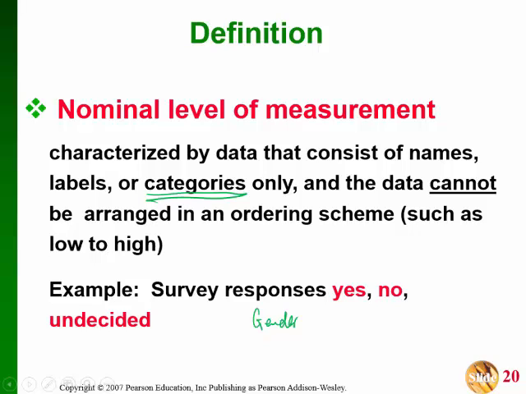Another important aspect of nominal level is that you can't put it in a particular order. Like gender, you can't put it in a particular order. You can't say male and female, so you can't say that female goes first. So basically nominal will always be qualitative? Nominal will always be qualitative.